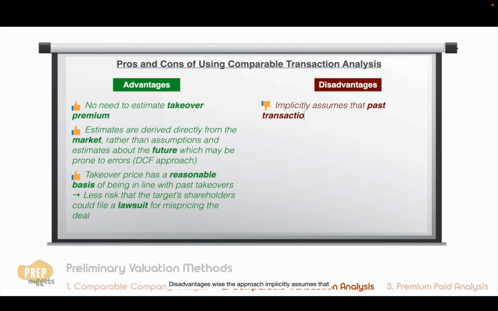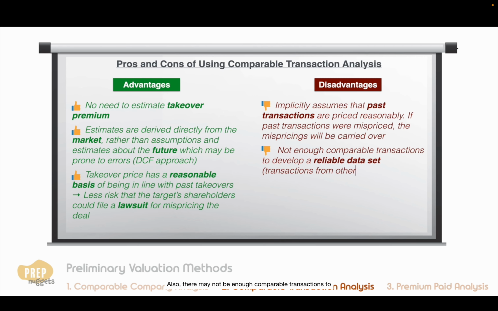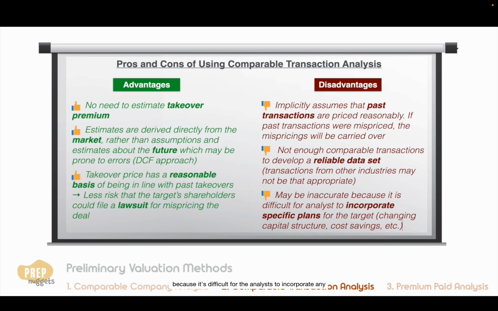Disadvantages-wise, the approach implicitly assumes that past transactions are priced reasonably. If past transactions were mispriced, the mispricings will be carried over to the estimated value for the target. Also, there may not be enough comparable transactions to develop a reliable data set. Some analysts may use transactions from other industries, but these may not be that appropriate. And lastly, the analysis may be inaccurate because it's difficult for the analyst to incorporate any specific plans for the target, like changing capital structure or cost savings.